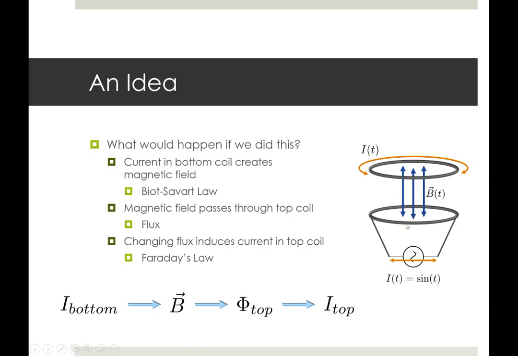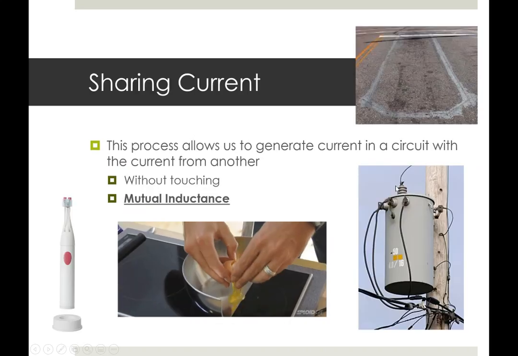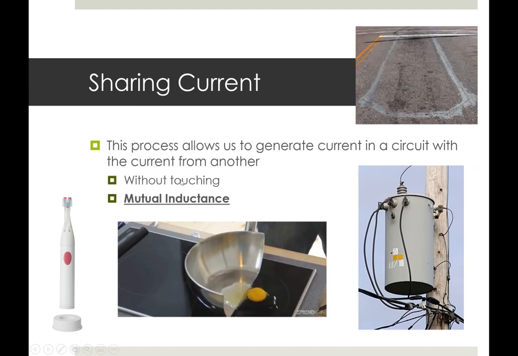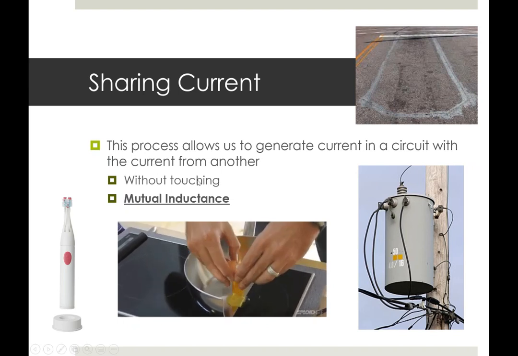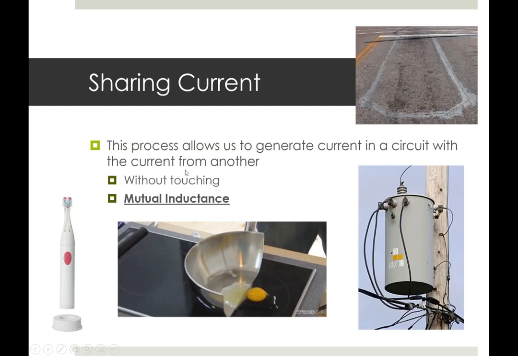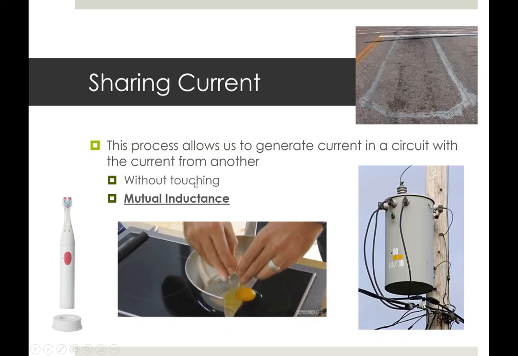Just by alternating current in this bottom loop held close to the top loop, that created a magnetic field, which was felt as flux, which through Faraday's law created current in the top loop, all without any actual circuit connection between the two, just with the ability for them to share magnetic fields from one to the other. And that's an incredible property of transferring current and transferring this circuit knowledge that we have without needing a complete connection, without needing to touch.